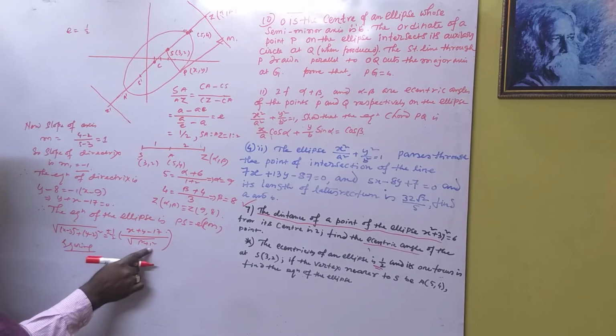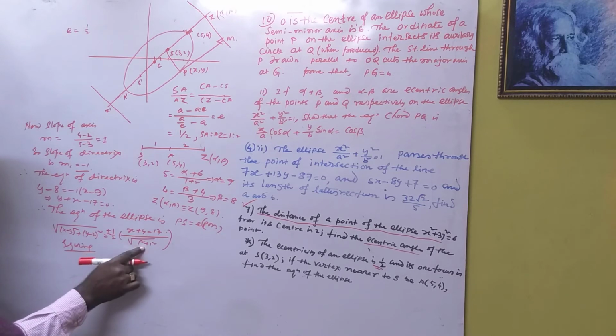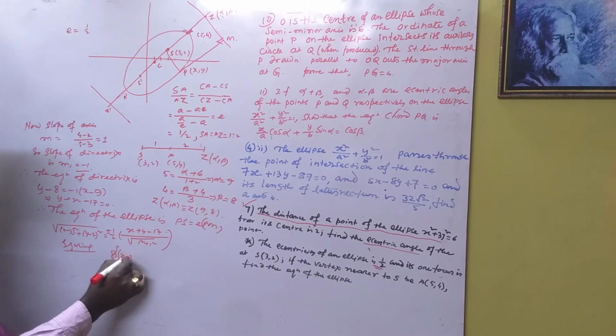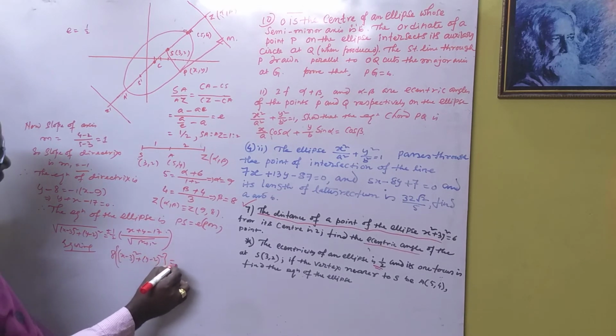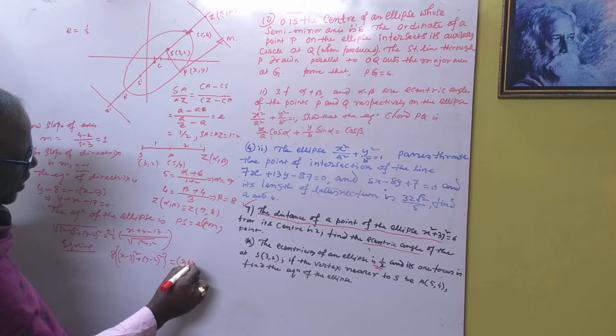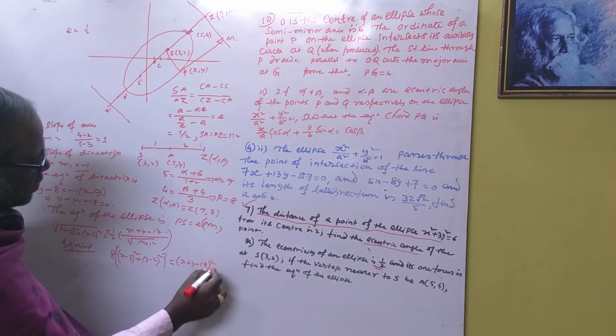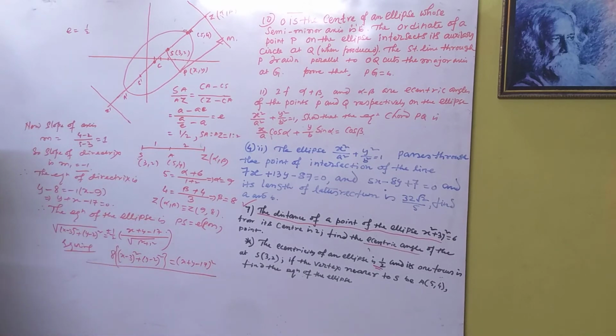So we can write here, if we square 4 to the 8, 8 into (x minus 3) whole square, (y minus 2) whole square, and that is equal to (x plus y minus 17) whole square. And this is the equation of the ellipse.